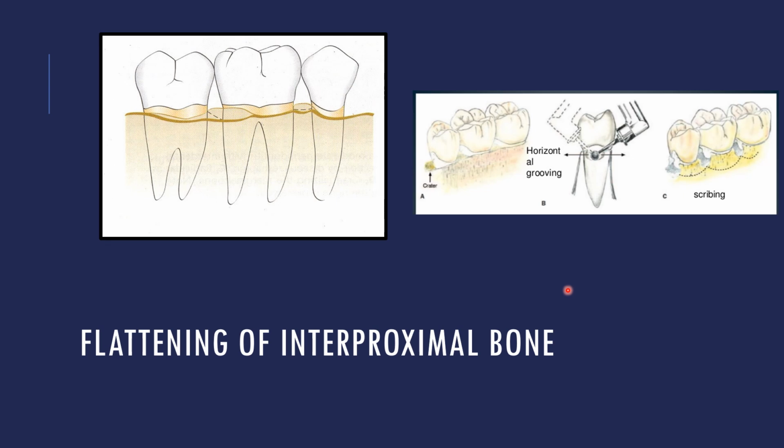So you can see the irregularity in the interproximal area. There are these areas, and you can see that. This can be done with horizontal grooving, or there is scribing. You can use a scribing method for the flattening of interproximal bone. With the files we can go for the removal.